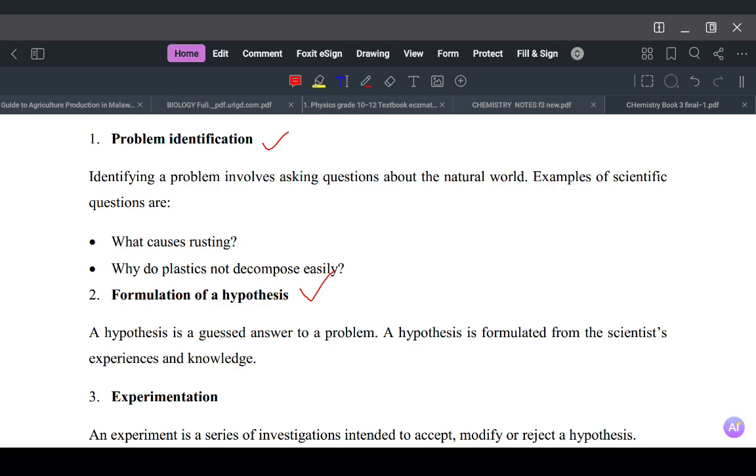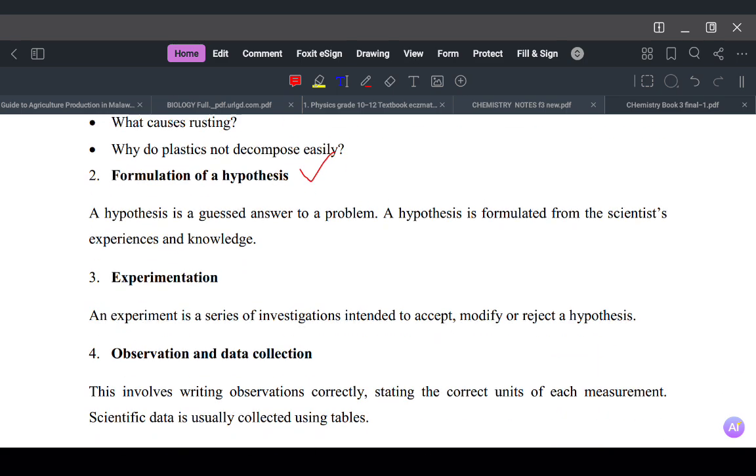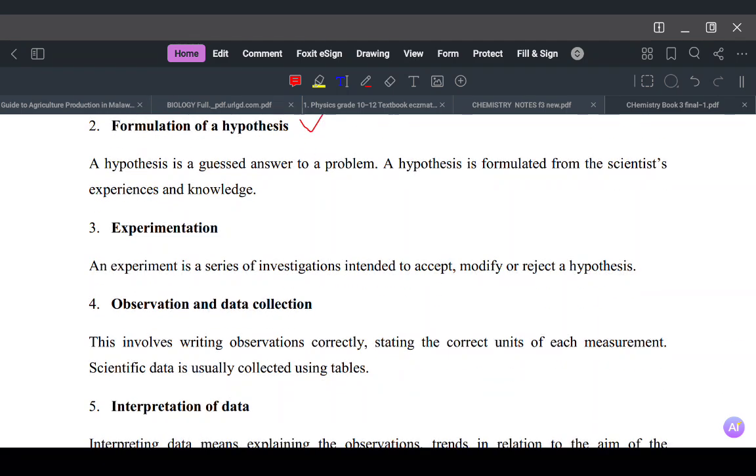Once you identify the problem and you have formed a logical guess, which is the hypothesis, then you carry out the actual experiment. So, an experiment is basically a series of investigations intended to either accept, modify, or reject the hypothesis. Firstly, you observe and collect data, which is the fourth stage. The fourth stage of scientific investigation is to observe and to collect data.